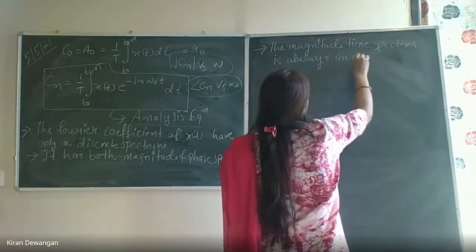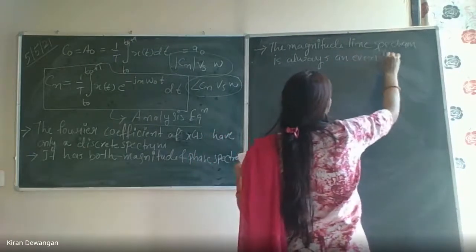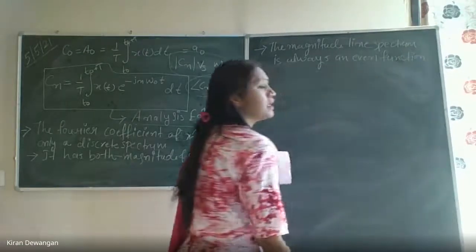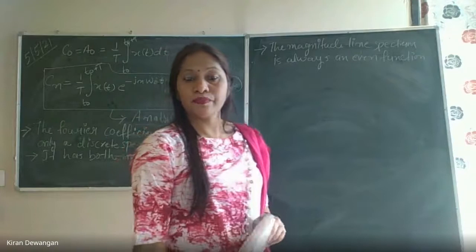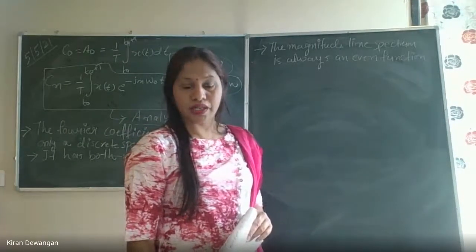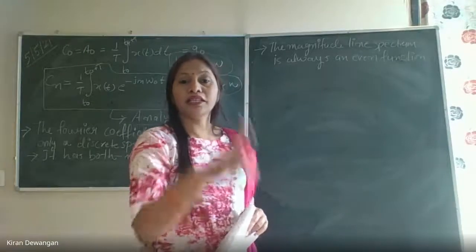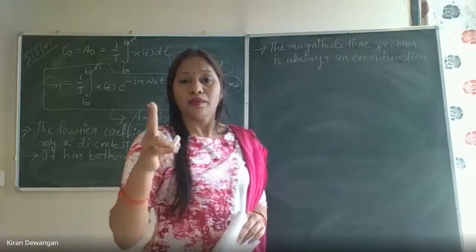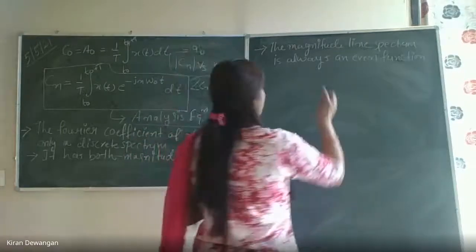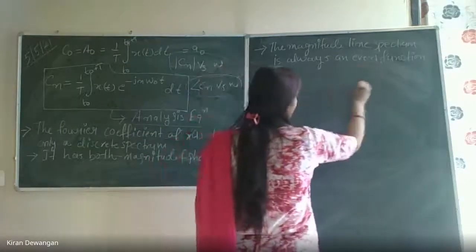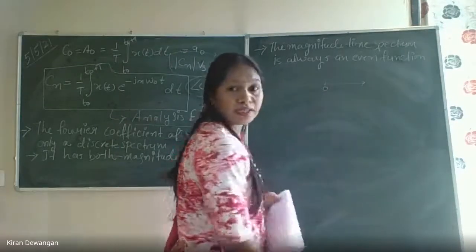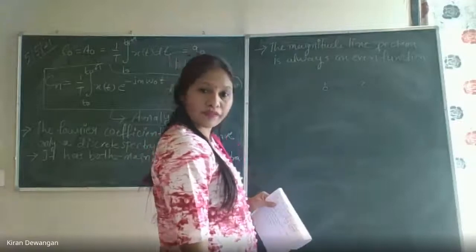The magnitude line spectrum is always an even function. What does even function mean? We all know what an even function is, right? An even function is symmetric about the vertical axis. So if we are calling it an even function, and we plot it, let us take this point as 0, that is n equals 0. Symmetric about the y-axis, correct?